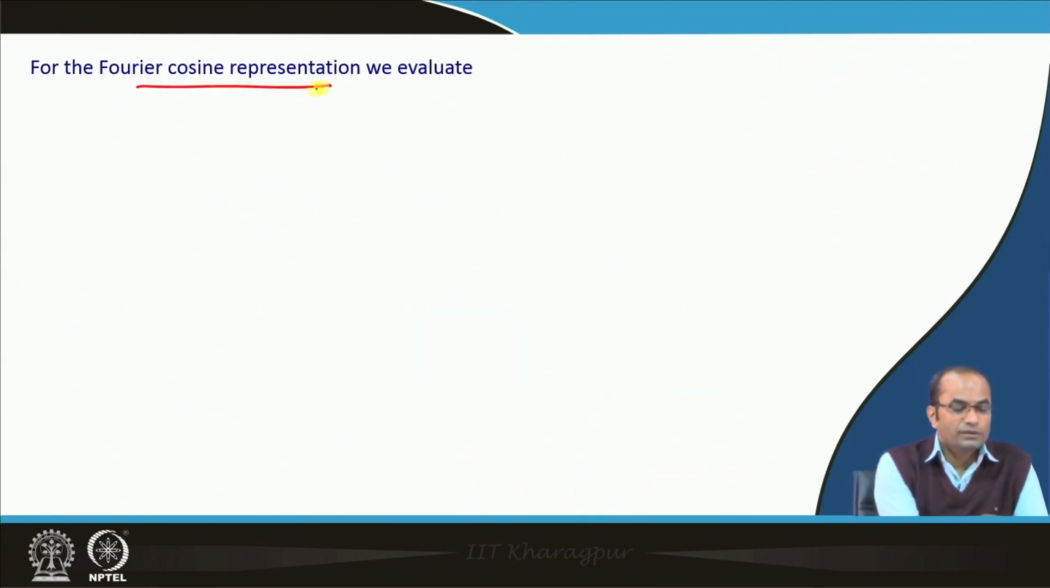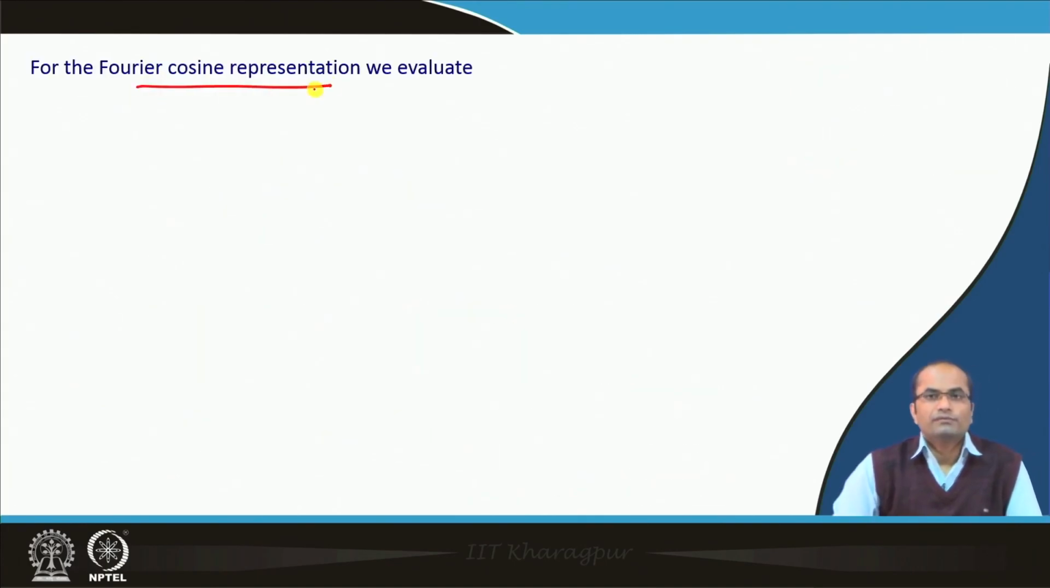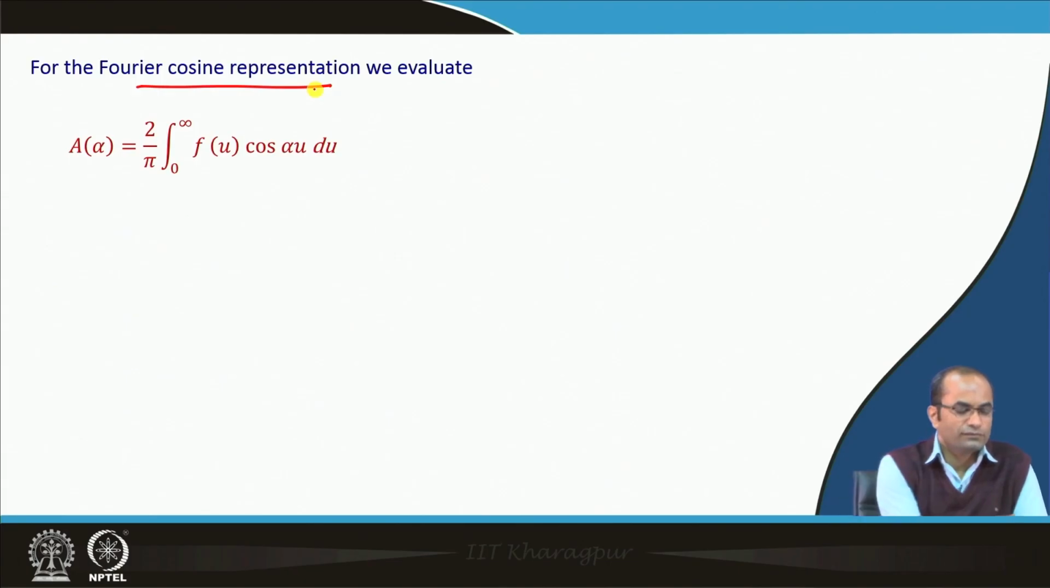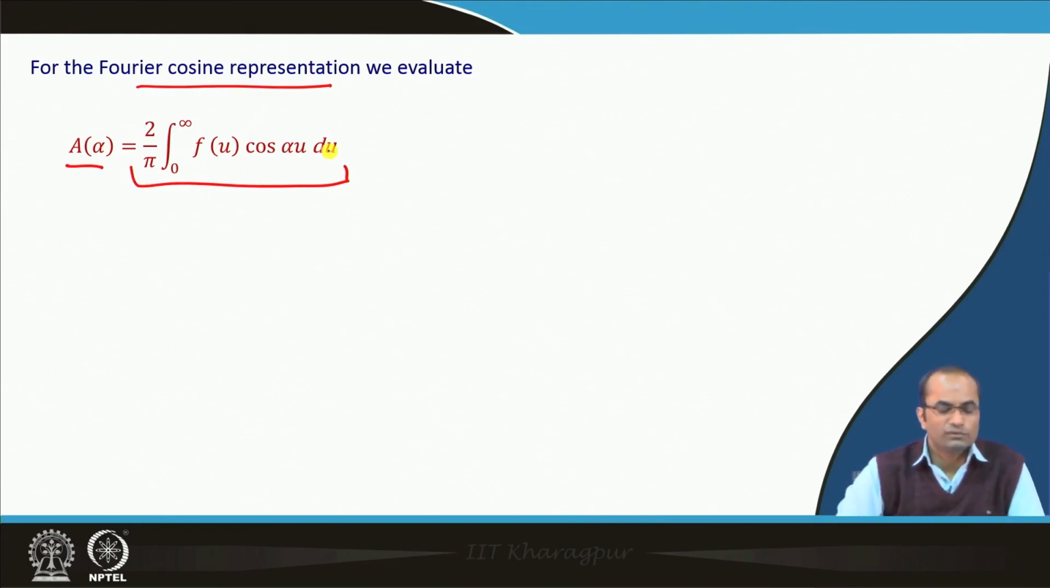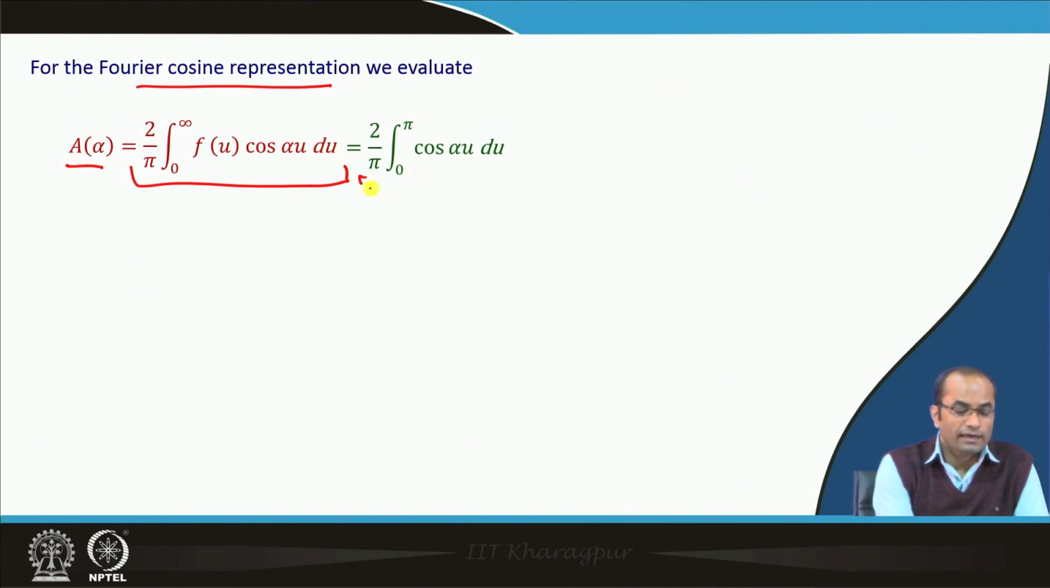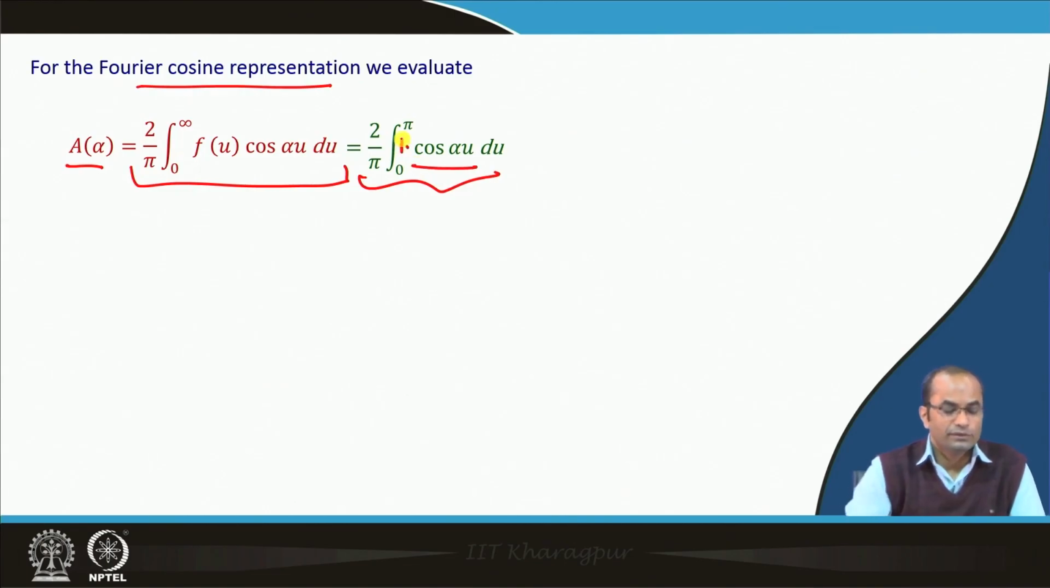So, coming to the Fourier cosine representation, where we have to extend the given function to make it an even function, and then its Fourier representation will have a(alpha) computed using 2 over pi, integral 0 to infinity f(u) cos alpha u du, and this we can compute as 2 over pi, integral 0 to pi, where the value is 1 in 0 to pi, otherwise it is 0. Then we have this cos alpha u du.